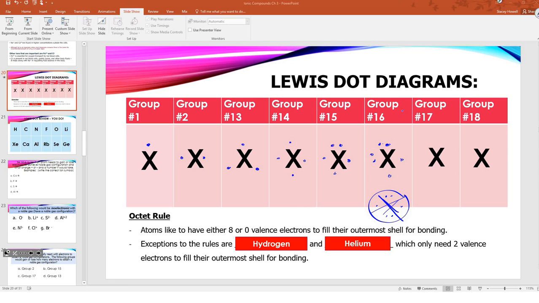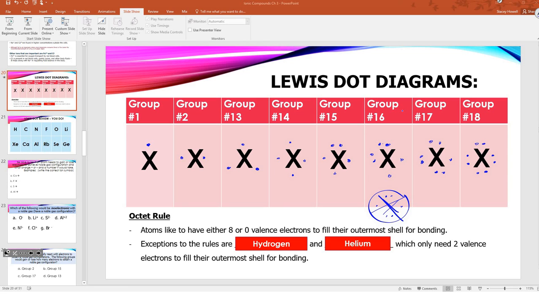Next one, group 17, you're going to put 1 on each side, go back and pair until you get to 7. So you've got 2, 4, 6, 7. On group 18, basically 2 on each side, because we've now reached the noble gases and we're happy.